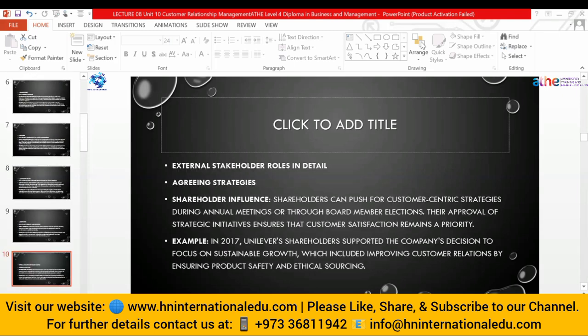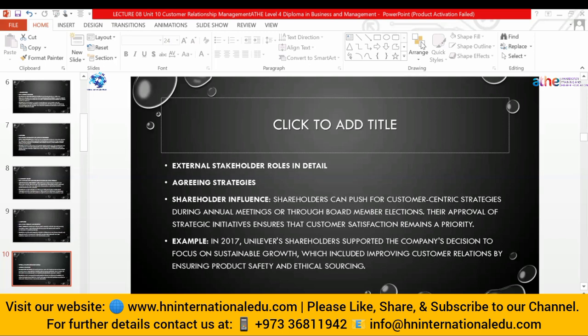External stakeholders in detail. Now, agreeing strategies. Shareholder influence. Shareholders can push for customer-centric strategies during annual meetings, board elections or member elections, even the annual general meeting as well, because they have the right and they are more authoritarian. Their approval of strategic initiatives ensures that customer satisfaction remains a priority. Because they are quite influential people, they can retain in the organization this slogan that the satisfaction of a consumer is way too necessary.